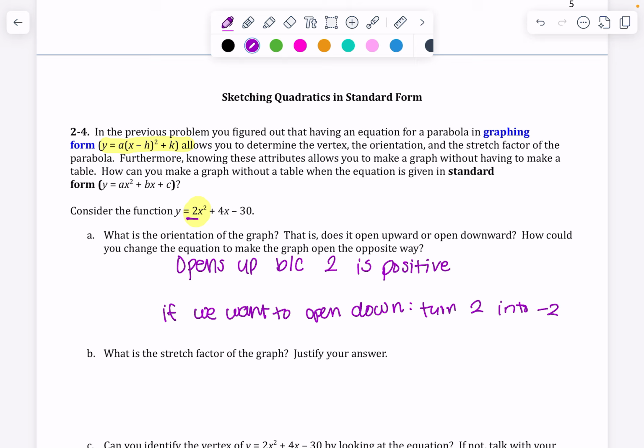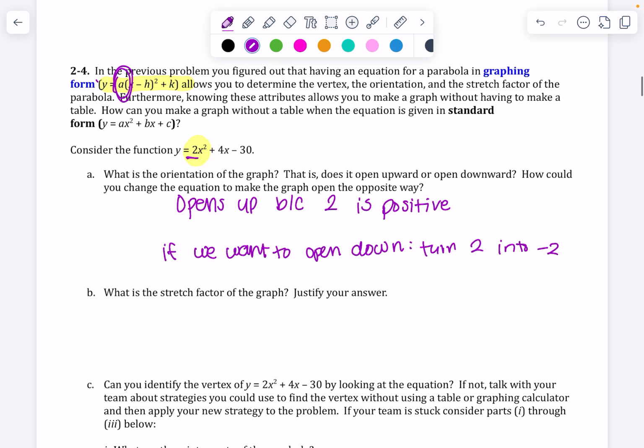So that 2 tells us if we're opening up or down. It also is telling us our stretch. It's very much like the A that we had when we were in graphing form. It's actually the same. So our stretch factor here is 2 because this is the number before x squared.